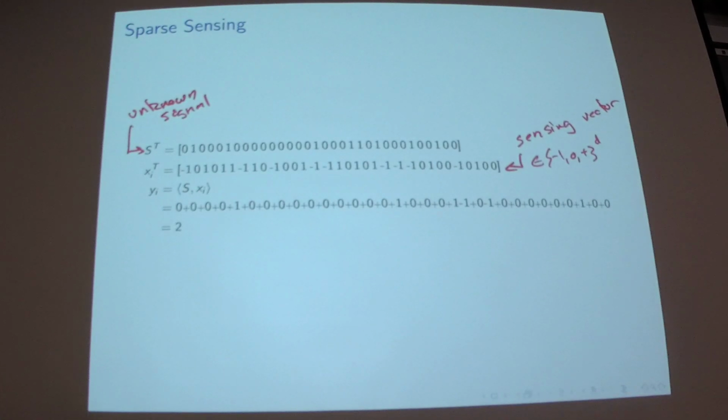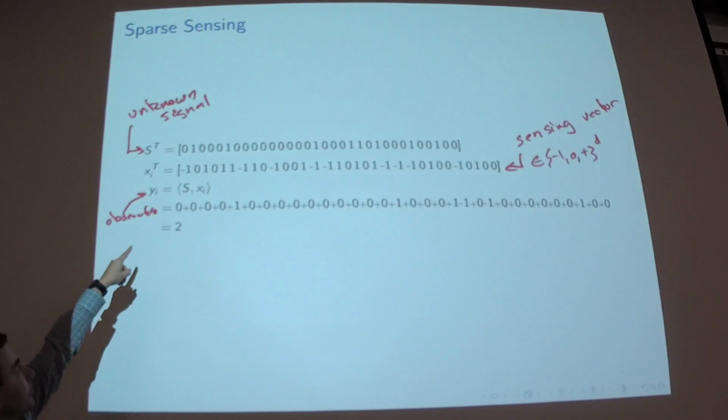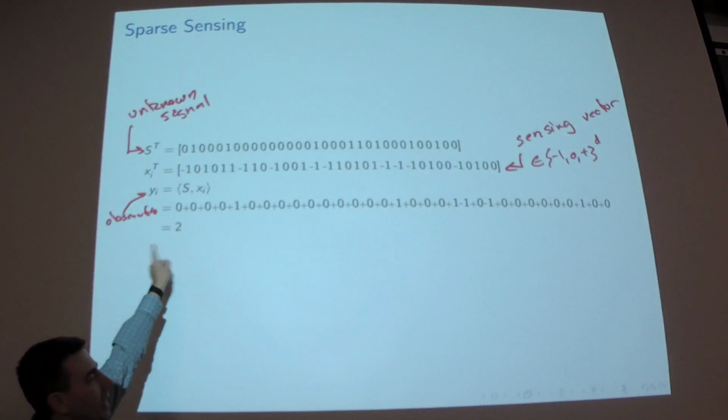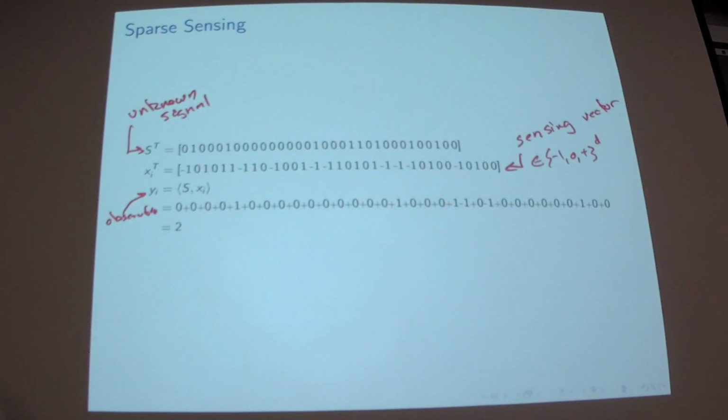And I'm going to record now a single value y_i. This is going to be my observation, and it's a dot product of the signal and the sensing vector. I'm going to get one scalar value here. In this case, I added them up, and it's going to give me a scalar value of 2.